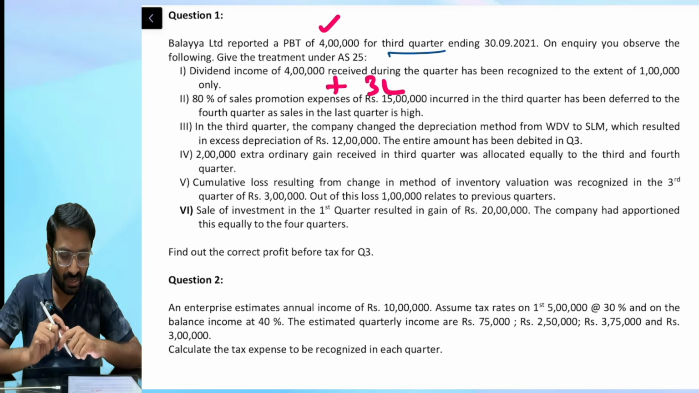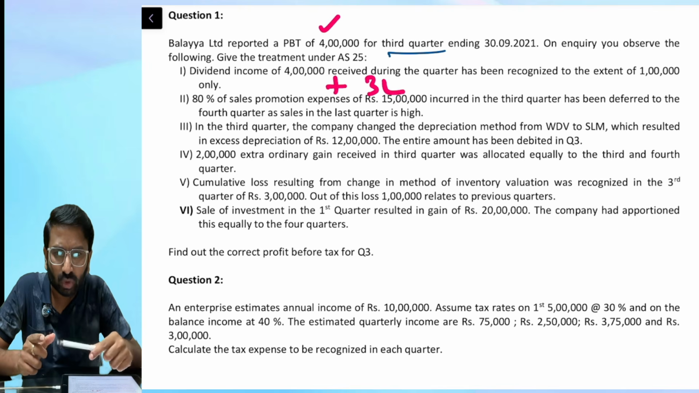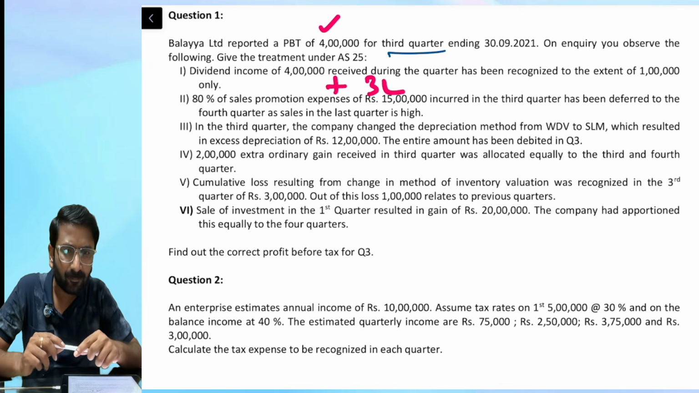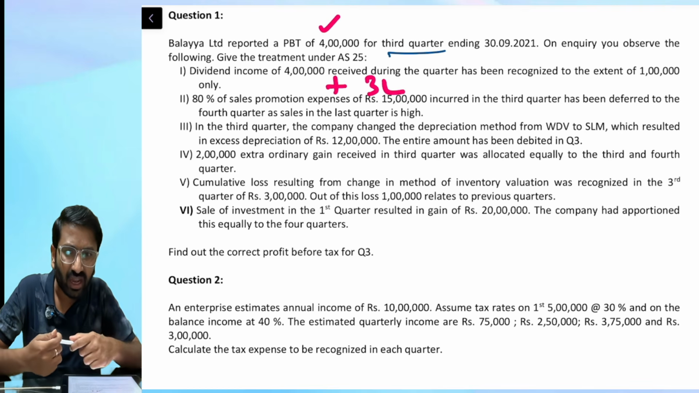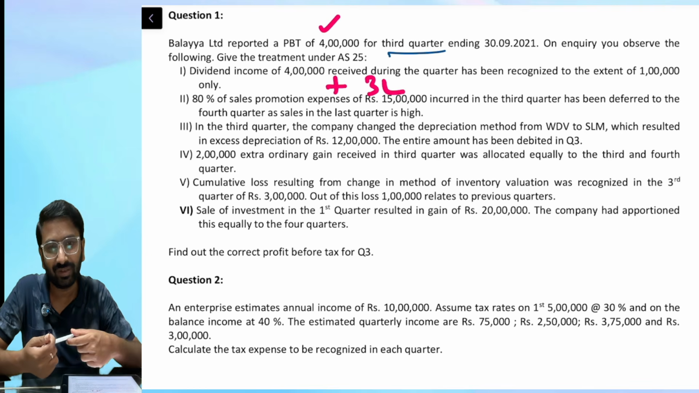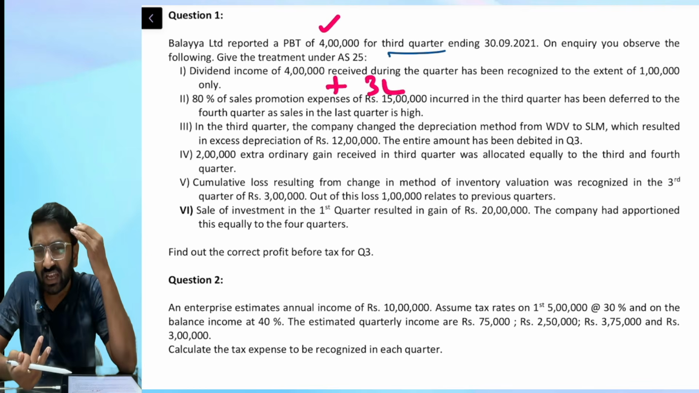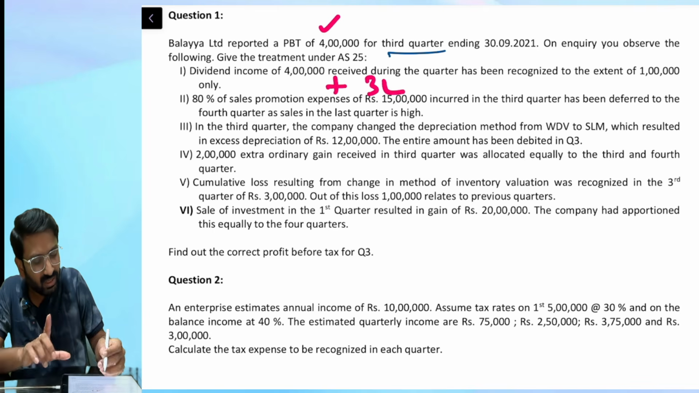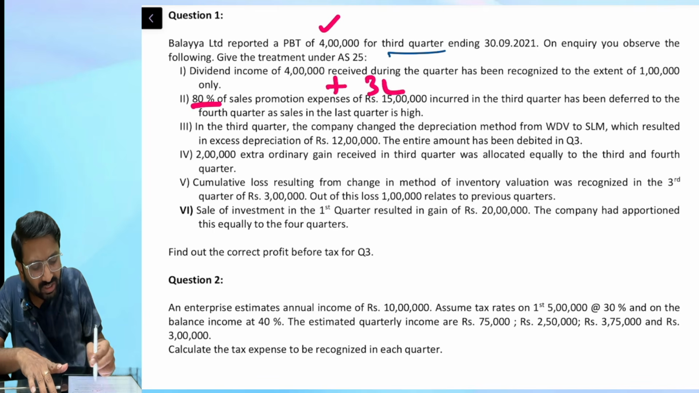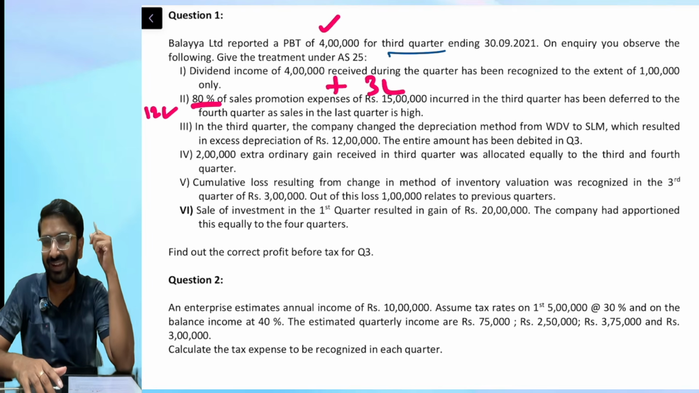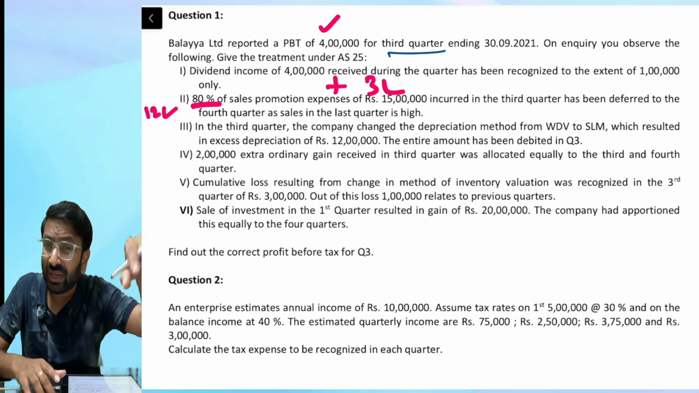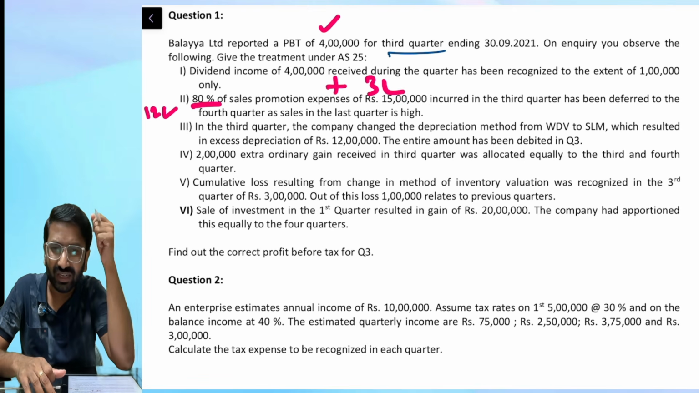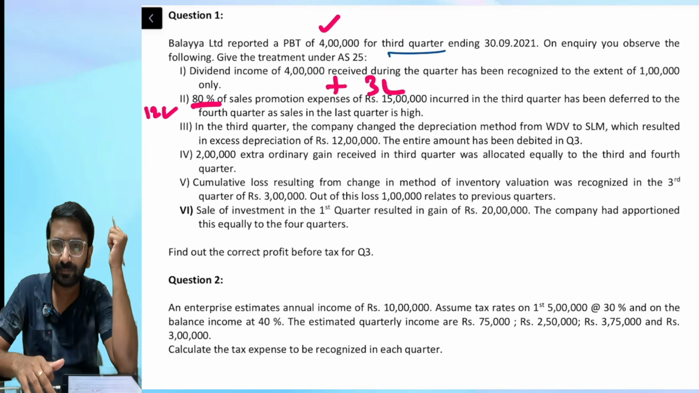Next point. 80% of sales promotion expenses of rupees 15 lakh incurred in the third quarter has been deferred to the fourth quarter. See, if you are incurring sales promotion expense in the third quarter, you should recognize in which quarter? Third quarter only. But what they are doing, 80% of that is nothing but 12 lakh rupees, they are deferring to the next quarter. So, because you are deferring it to the next quarter, in the third quarter, can I say unnecessarily your profit is going up?